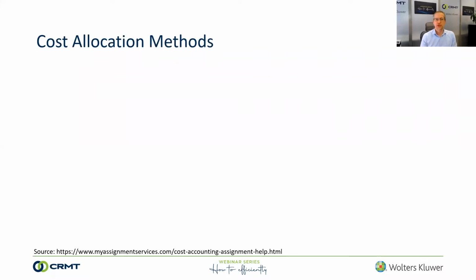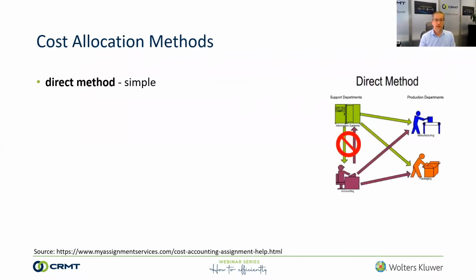So which are the cost allocation methods? The first one is the so-called direct method. This is the simplest one. In this picture, on the left-hand side, we have so-called support departments, or departments where only costs occur. We have information systems and we have accounting. And with the direct method, we are allocating costs from these support departments to a production department, also so-called profit centers. In this example, manufacturing and packaging.